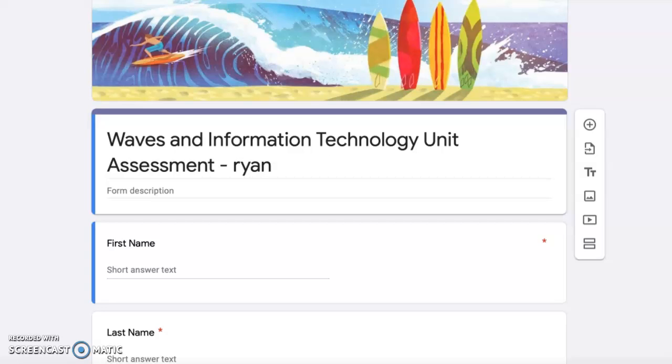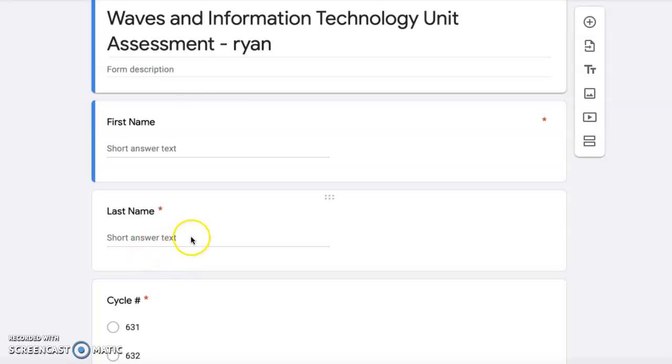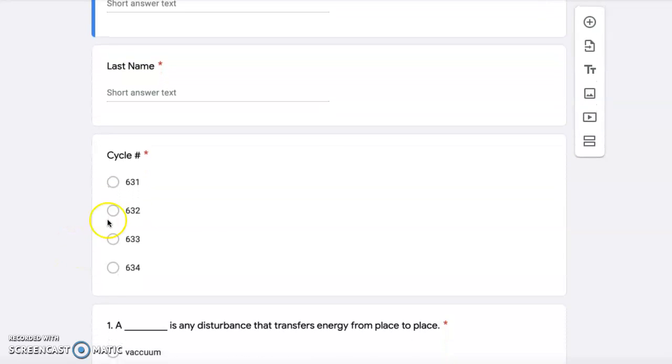Waves and Information Technology Unit Assessment. First, type your first name in the box here. Next, type your last name in the box here. Now you will select your cycle number.